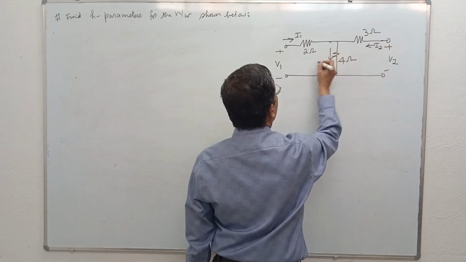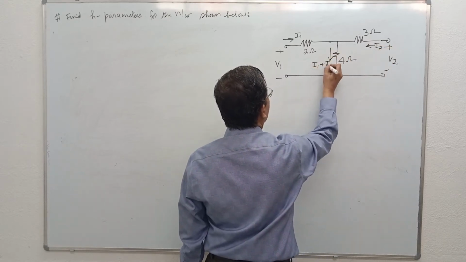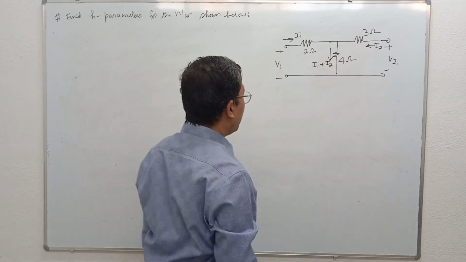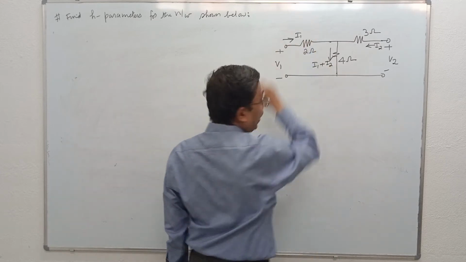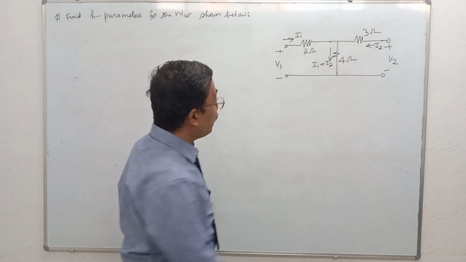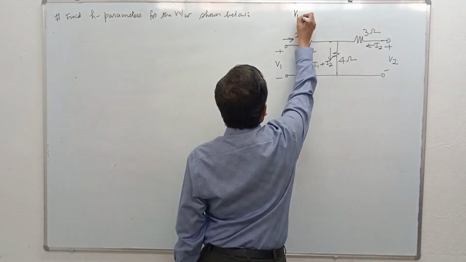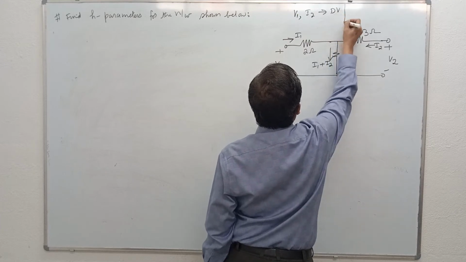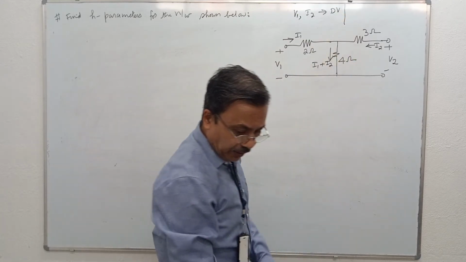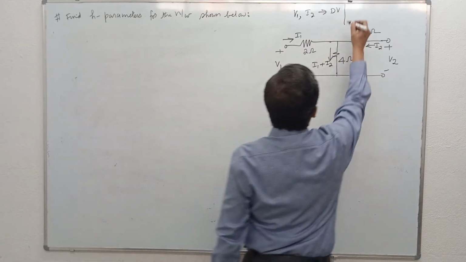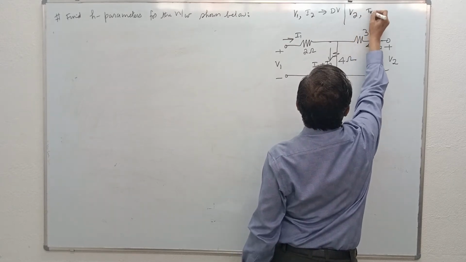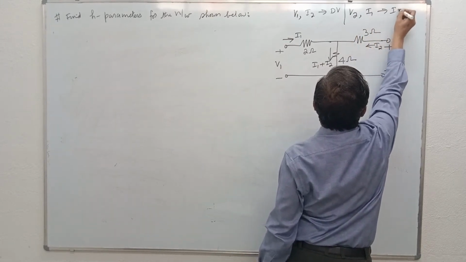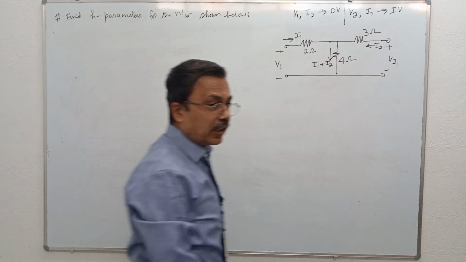Current in 4 ohms is I1 plus I2. So which are the dependent variables? V1 and I2 are dependent variables. Which are the independent variables? V2 and I1 are independent variables. This you must remember.